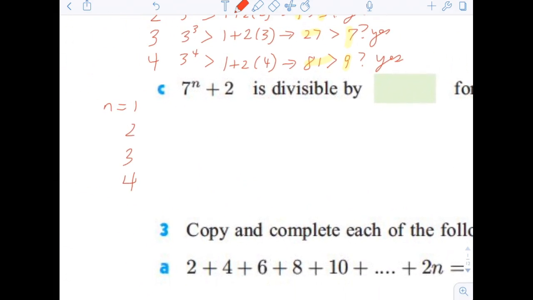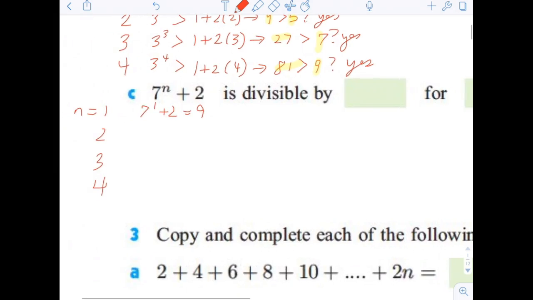Let's try 7 to the first plus 2, which is 9. Is it divisible by a certain number? And let's just do a bunch of these and see before we actually test to see if it's divisible by a certain number, shall we?